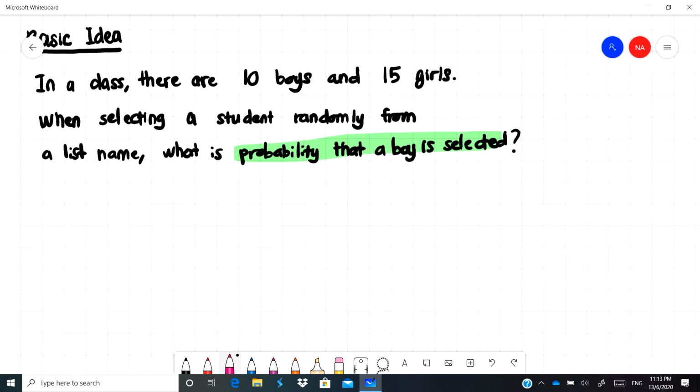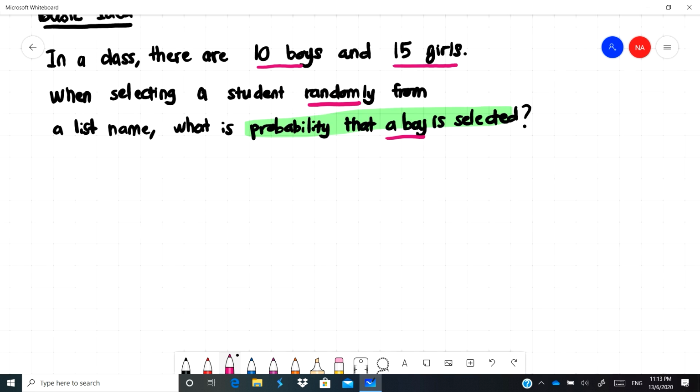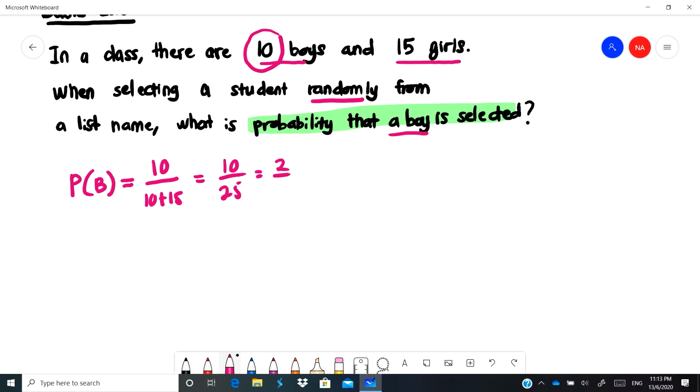Let's first look at the basic idea of what probability is. Let's say we have a class with 10 boys and 15 girls. We want to select a student randomly from the list of names. What is the probability that we select a boy? The probability of selecting a boy, P(B), is given by the number of boys, which is 10, over 10 plus 15, the total number of students. So we get 10 over 25, which is 2 over 5, or 0.4.